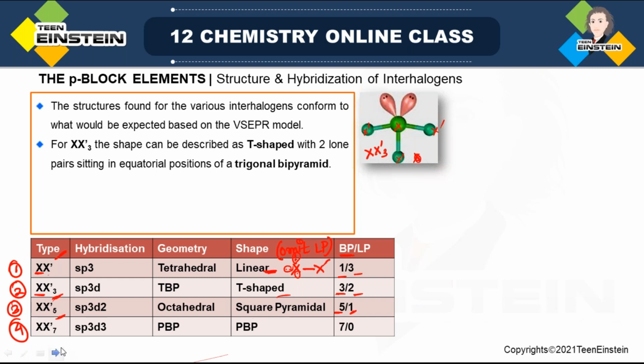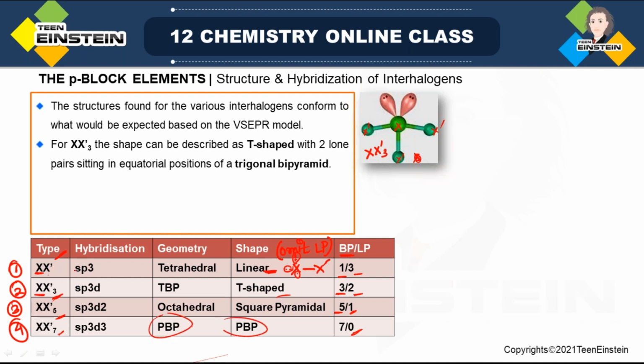And the last type, which is 1:7, sp3d3, pentagonal bipyramid. But now, on all the 7 coordination sites, there are 7 X prime. So you do not have any lone pair. So that is the reason here no question of omitting the lone pair arises. So geometry and shape both are same.